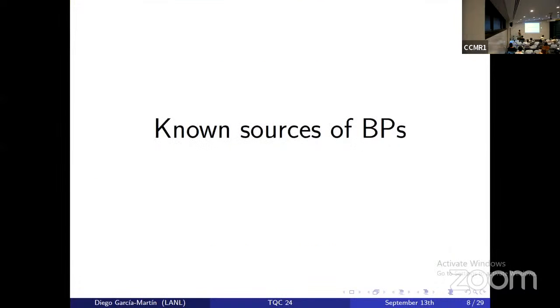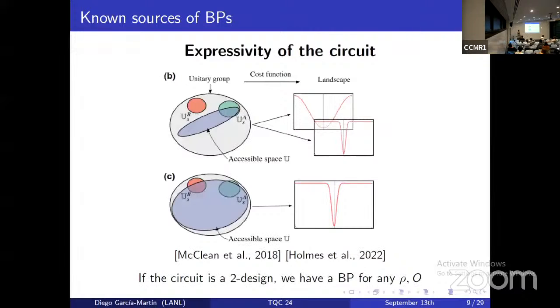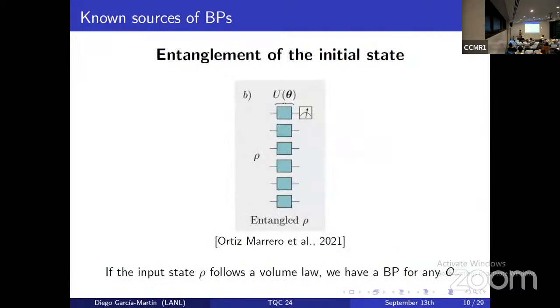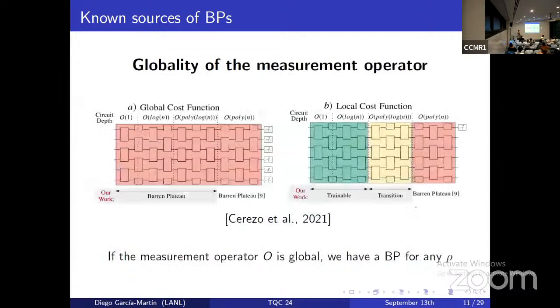So now let me review some known sources of Barren plateaus. It is well known that the expressivity of the circuit can cause a Barren plateau. If your circuit is a 2-design over the unitary group, then we will have a Barren plateau for any rho and any O. Moreover, if your initial state is very entangled, if it follows a volume law, then we will also have a Barren plateau. And then finally, the globality or the bodiness of the measurement operator can also induce Barren plateaus.